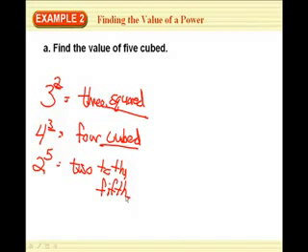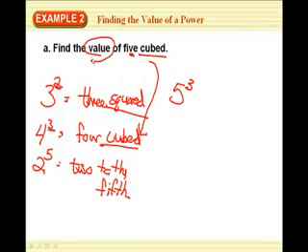Alright, so example number 2 says find the value of 5 cubed. Well, we know now what cubed means from down here. 5 cubed means 5 to the third. And then it's asking us to find the value, so that means we've got to figure out its answer. So what does 5 to the third, or 5 cubed, mean?